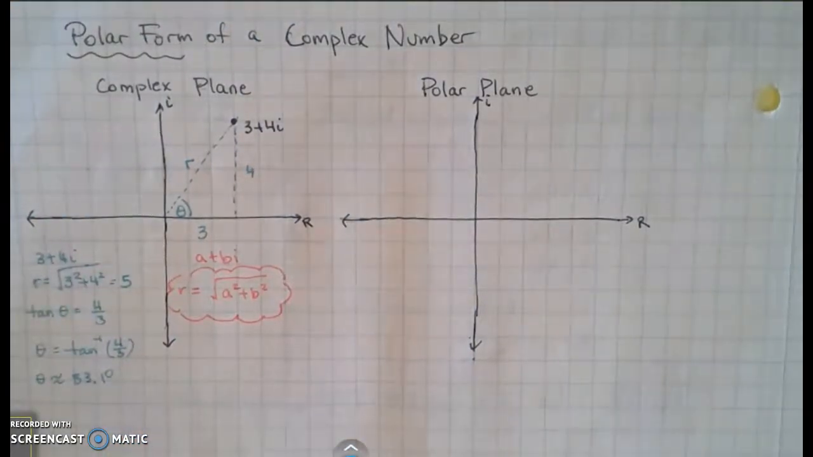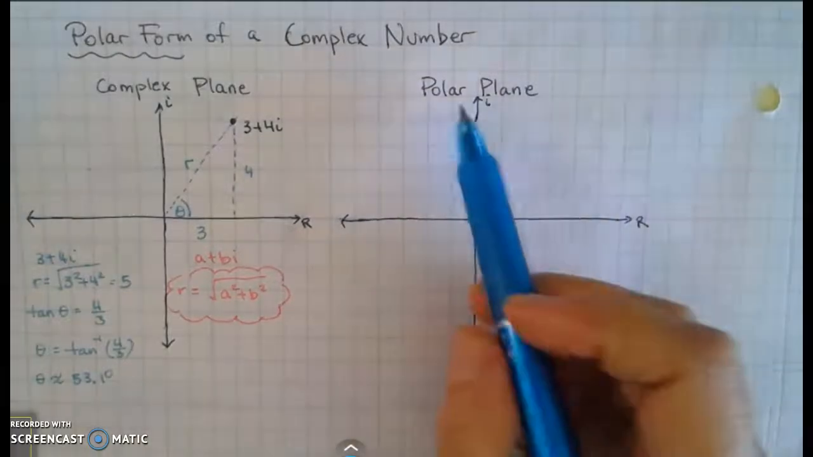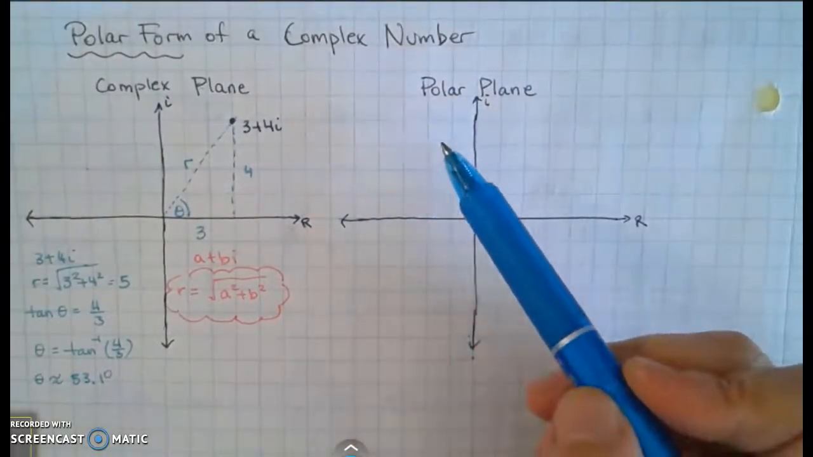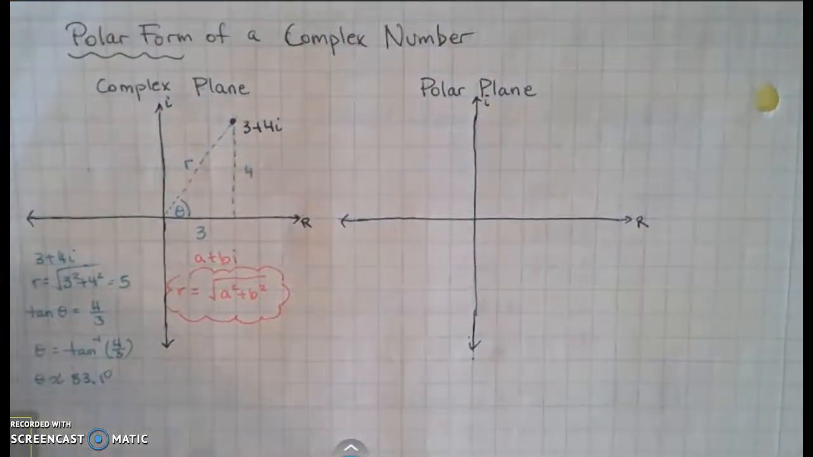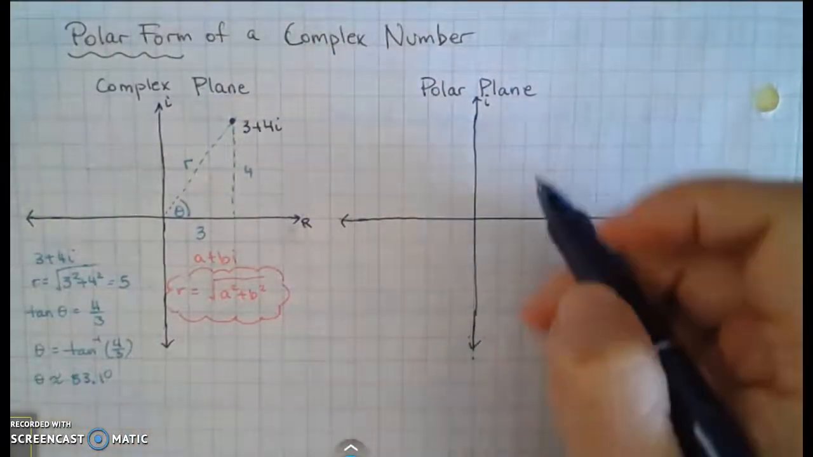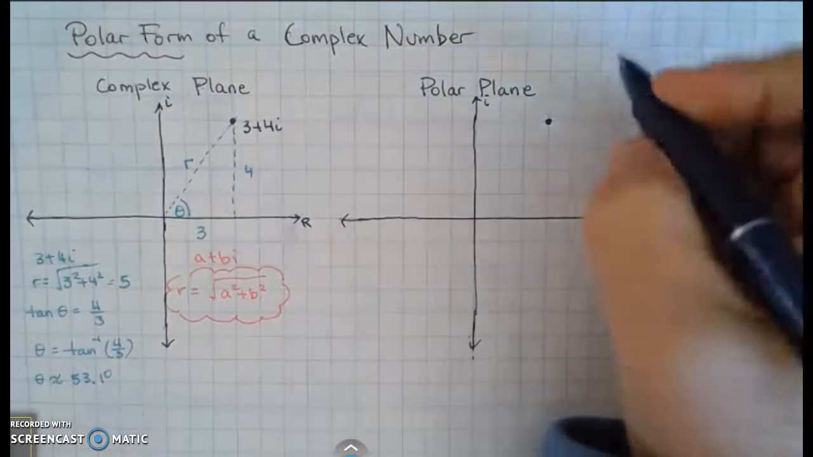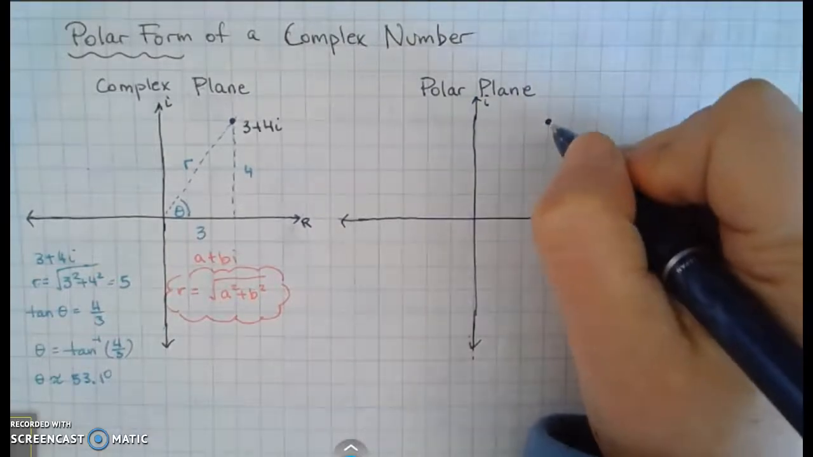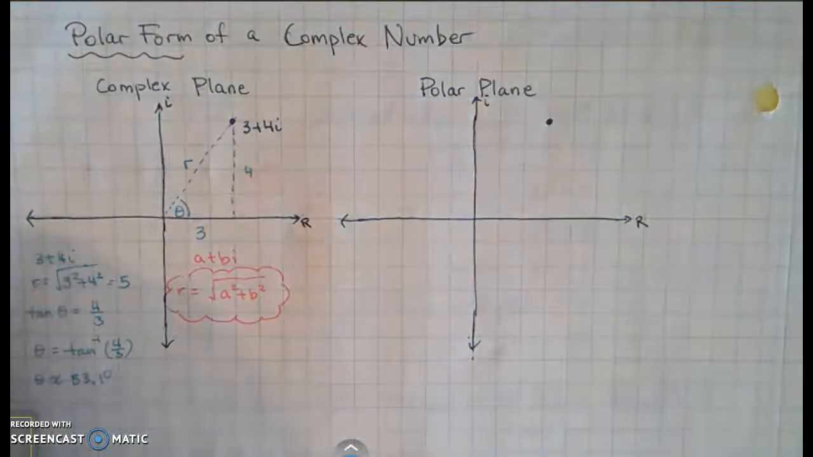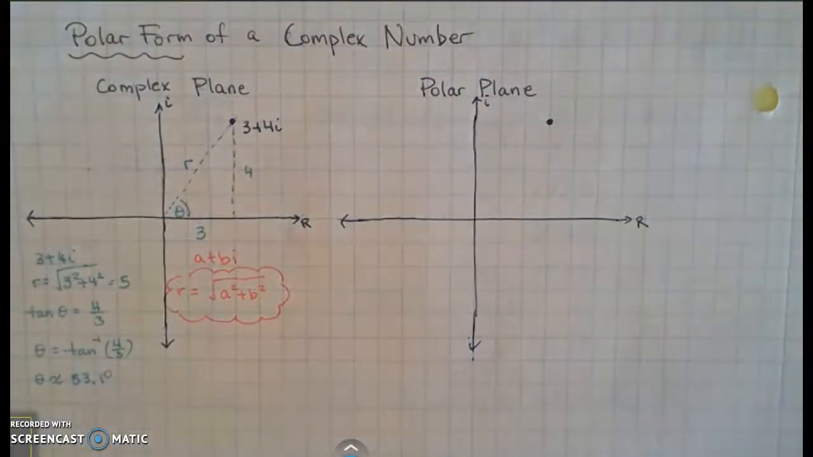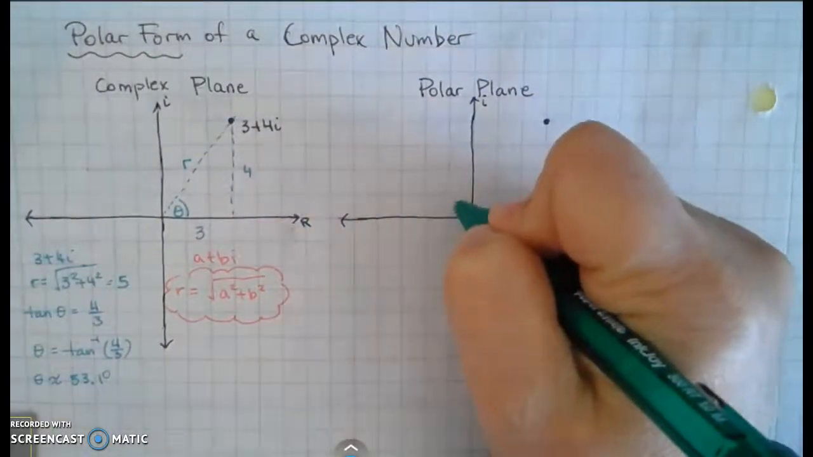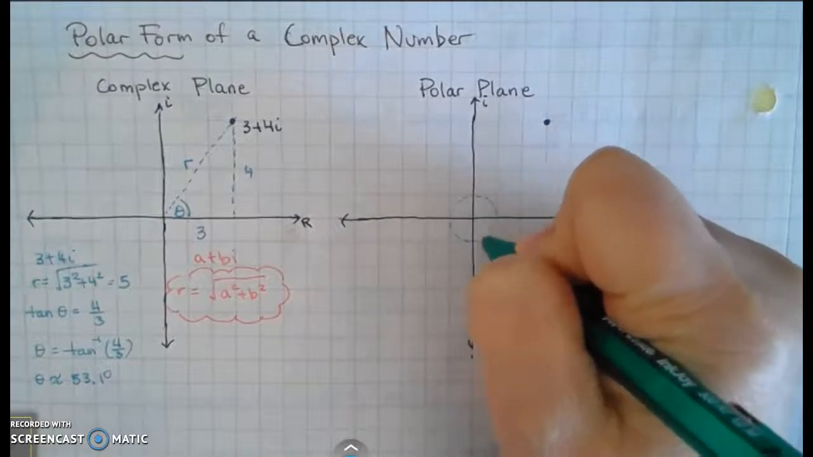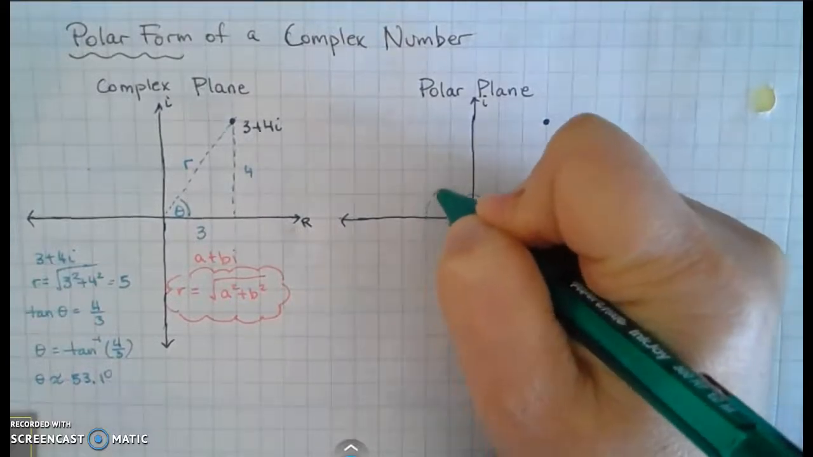Now let's talk about the polar plane. The polar form of a complex number is the same number. Here we're really dealing with the same number, 3 plus 4i, but we're trying to plot it on the polar plane. So let's draw some circular lines around the polar plane. This is when the radius is 1. We are creating a polar grid.